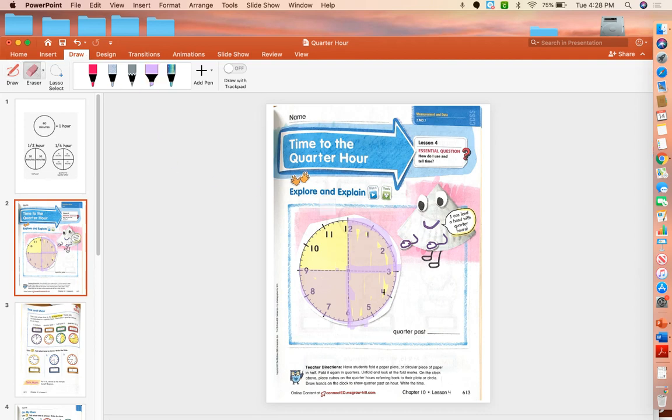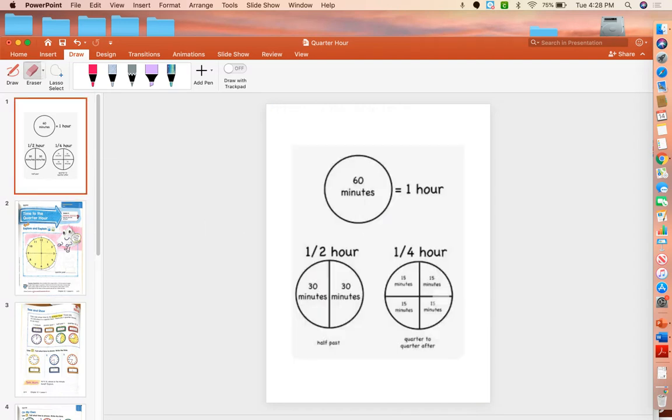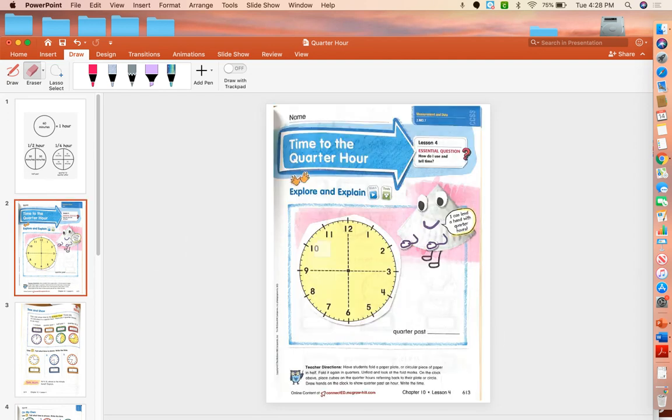So the 12 is o'clock. The 3 is quarter after. The 6 is half past. And the 9 is quarter till. If you think about it, look at this little circle over here. 15 minutes, 15 minutes, 15 minutes, 15 minutes. So all of those little sections are worth 15 minutes, or a quarter of an hour. That's why we're talking today about time to the quarter hour.